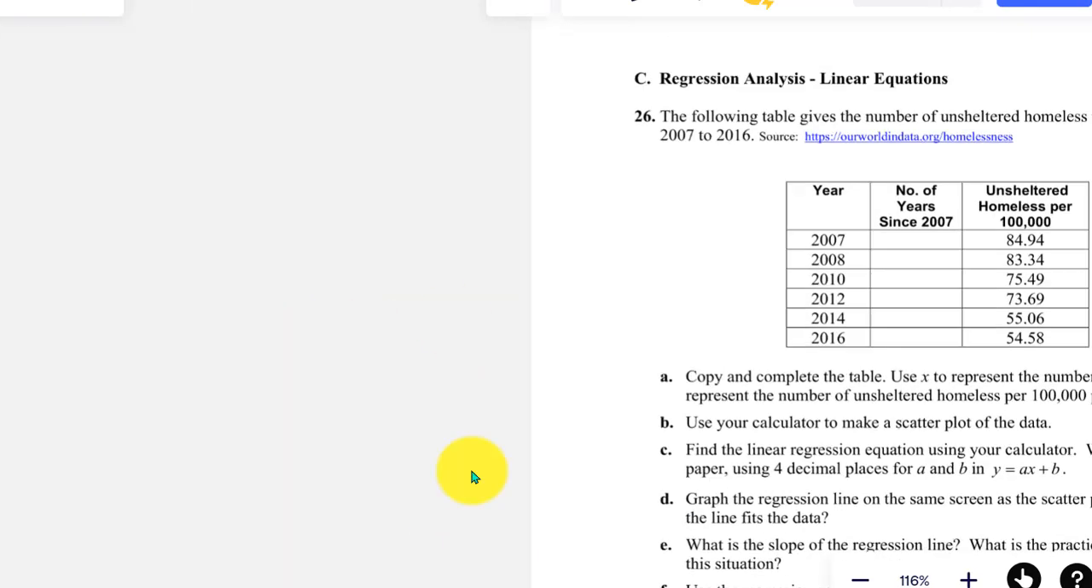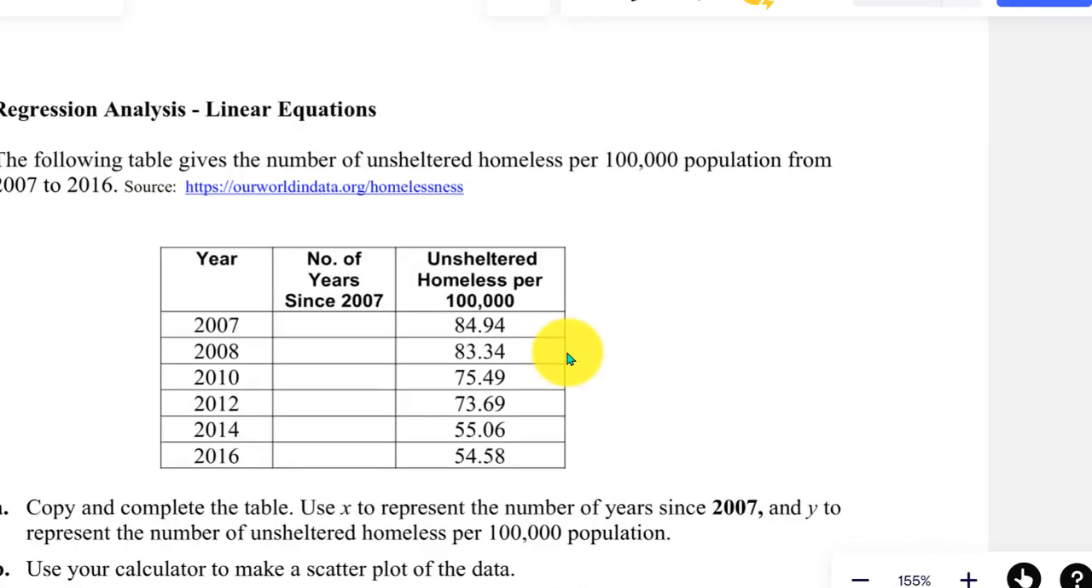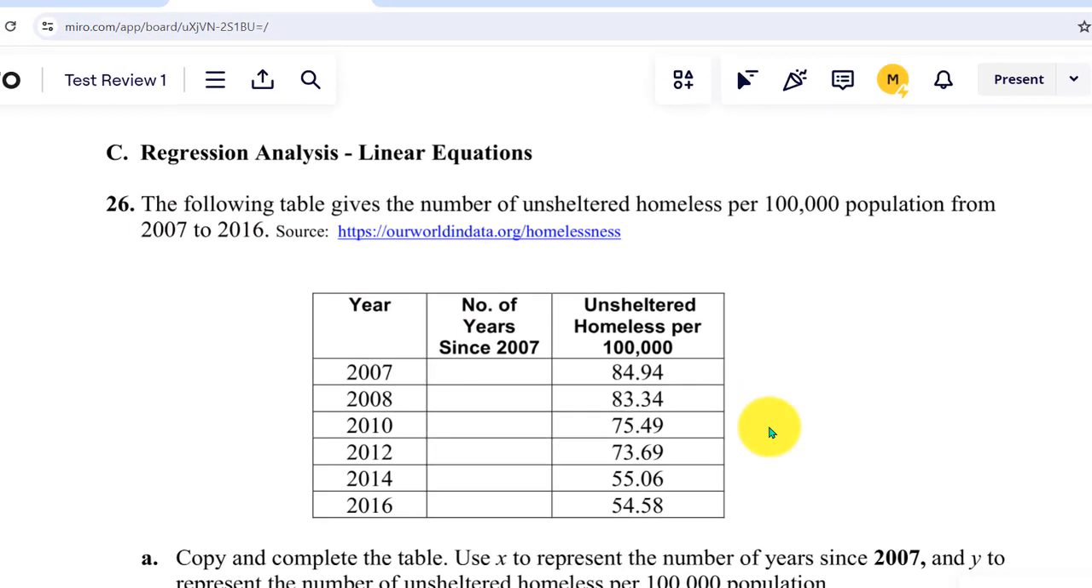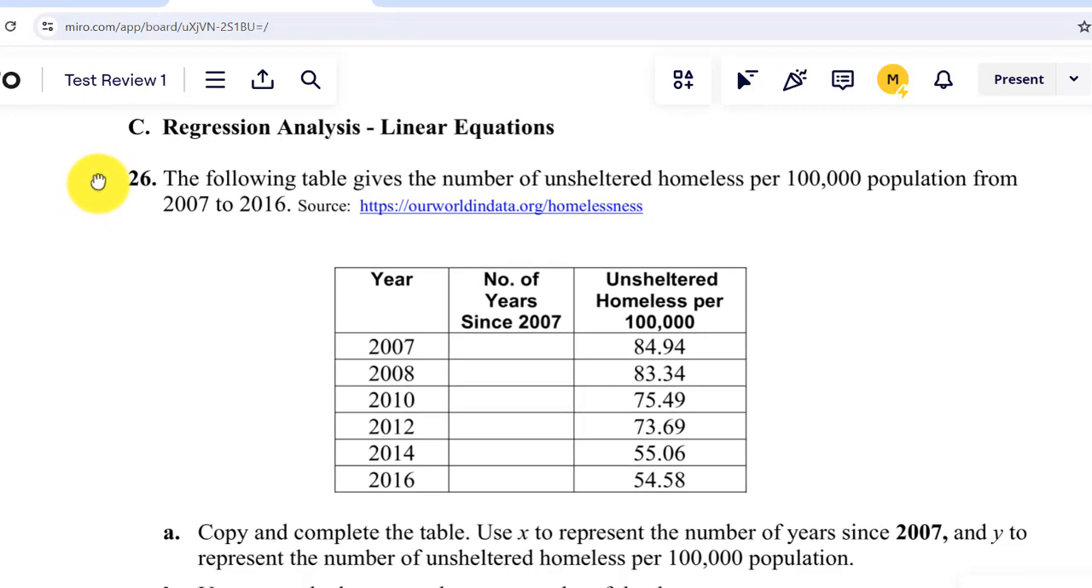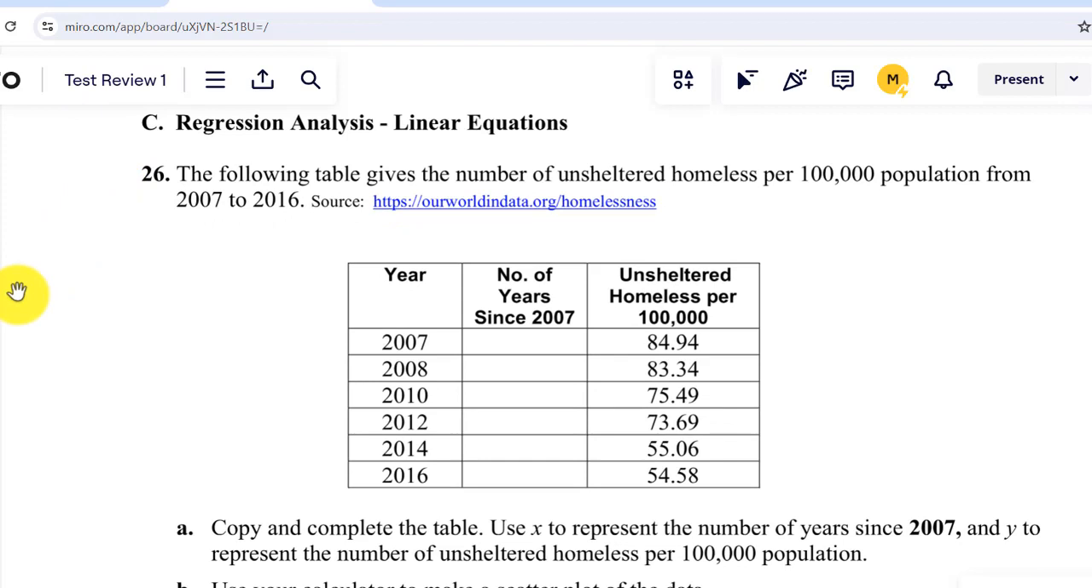What else do we have? All right, question 26, we have regression. I think I want to do a new video for this because this is going to take a bit of time. So I'm going to stop here, and shortly I'll post another video to cover question 26, 27, 28, and so on.